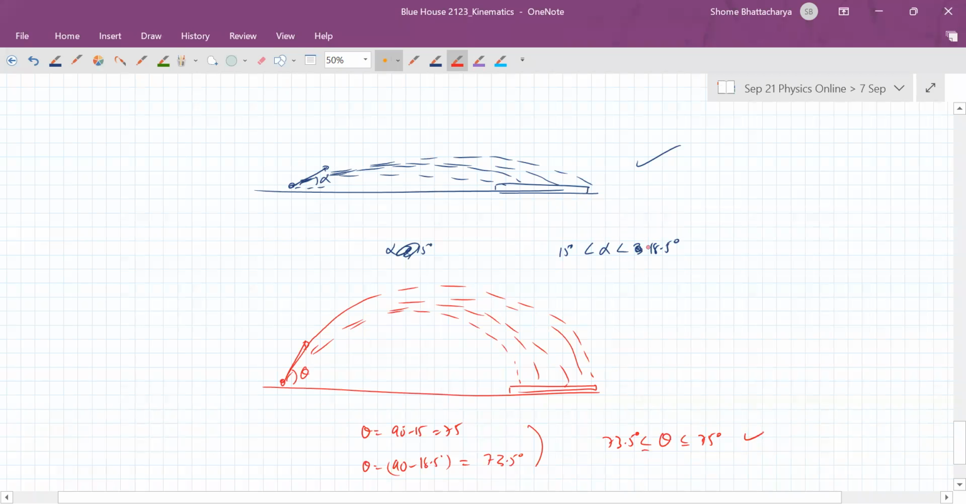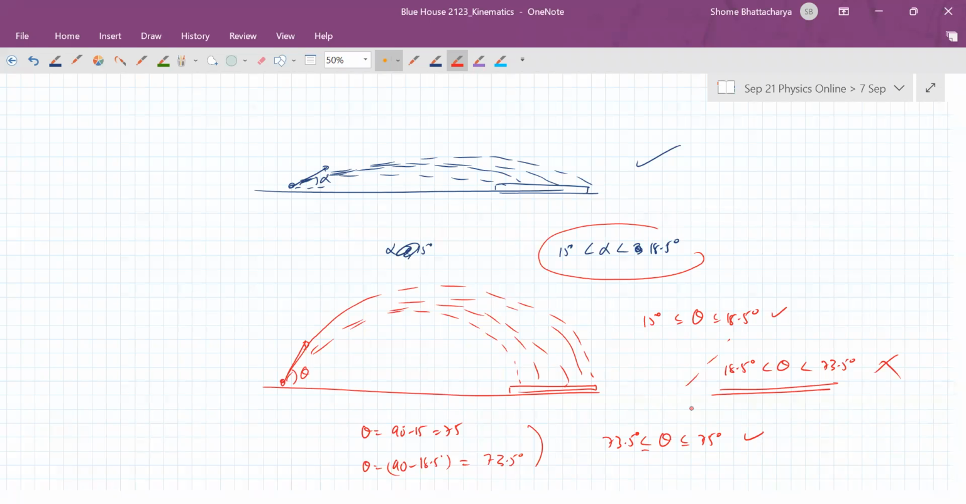So again, for theta between 73.5 degrees to 75 degrees, you're fine. And for theta between 15 degrees to 18.5 degrees, you're again fine. But in between, if your theta is between 18.5 degrees and 73.5 degrees, then you're not fine. Sir, I believe it is 71.5 degrees. Yeah, sorry, 71.5.